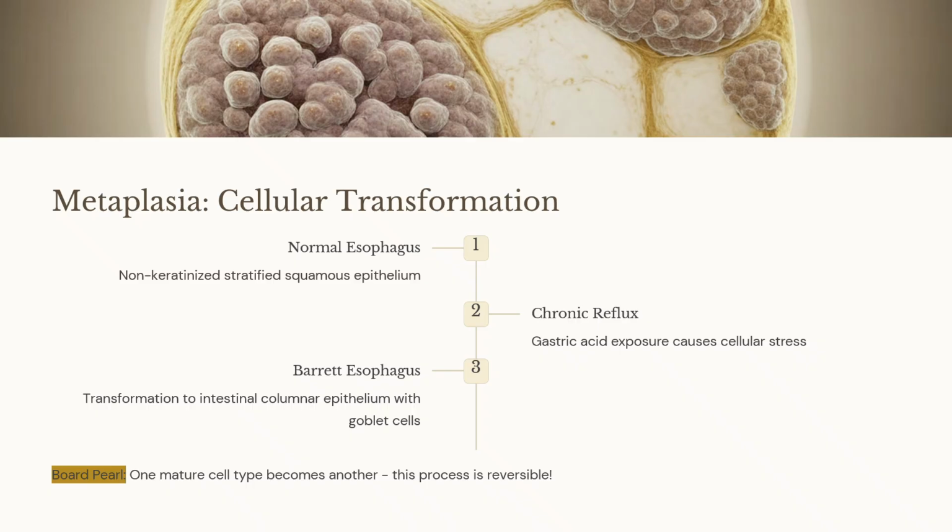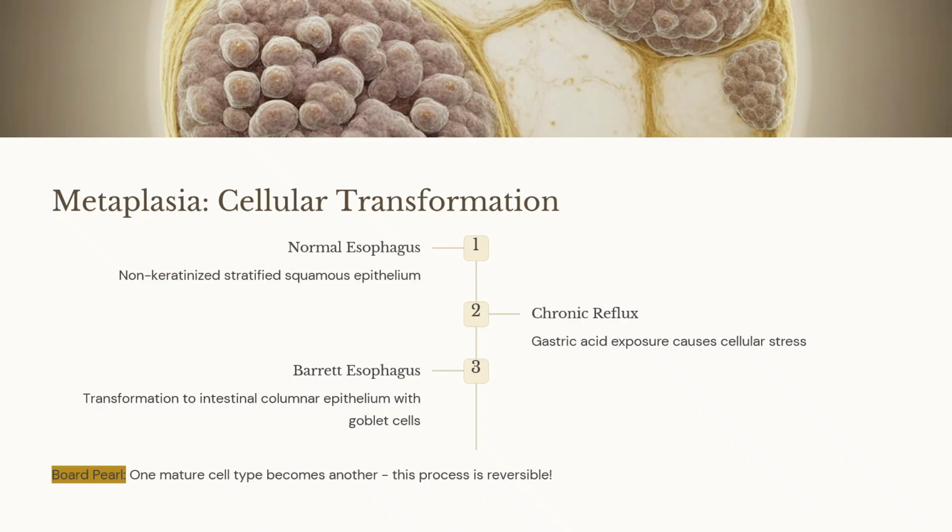Due to gastric acid exposure and reflux, that non-keratinized stratified squamous epithelium, that is the lower part of the esophagus, on continuous exposure to gastric acid, can get converted to intestinal kind of cells. Pay attention, it doesn't get converted to gastric kind of cell. It gets converted to intestinal kind of cell. How will the intestinal cell be? The intestinal cell will be columnar epithelium with goblet cells.